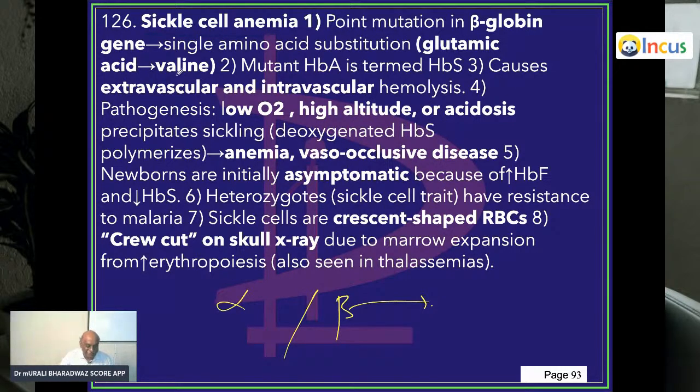So, doctor, sickle cell anemia is a point mutation. Beta thalassemia is a point mutation, whereas alpha thalassemia is a deletion. That's what you need to remember. So, it is a point mutation, a single amino acid, and what is replaced by what? Glutamic acid replaced by valine. How will you remember which is replaced by what? Valine by glutamic or glutamic by valine?